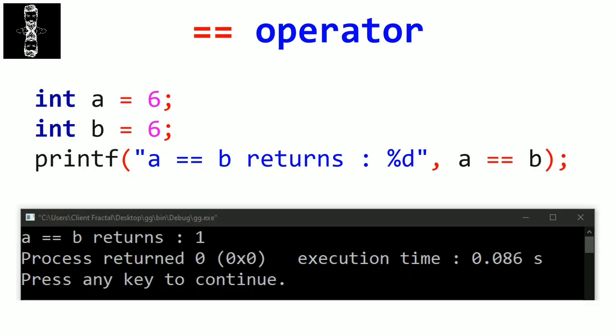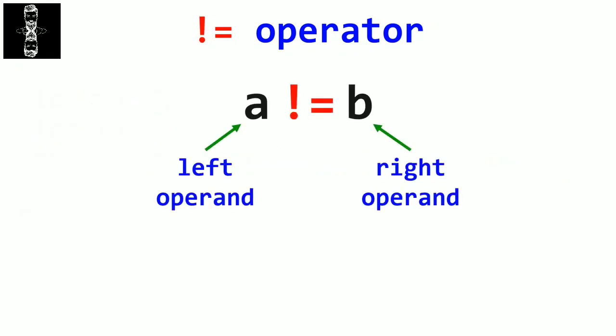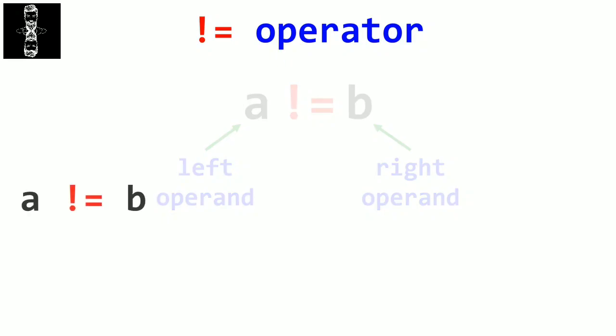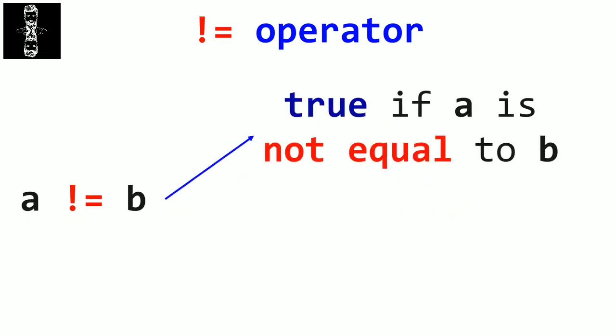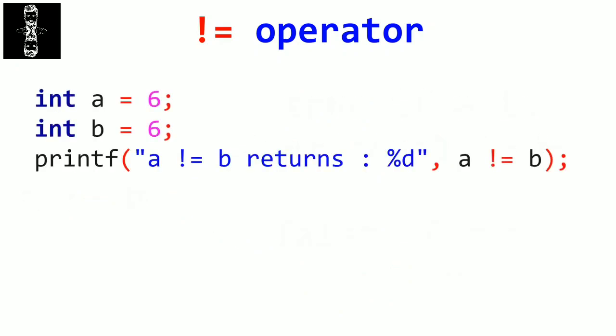Now let's move to the second relational operator, which is the opposite of the first one. It's the non-equal operator. It's represented by an exclamation point directly followed by an equal sign, and as you guessed, it returns true when the two compared values are different, and it returns false when the two compared values are equal.